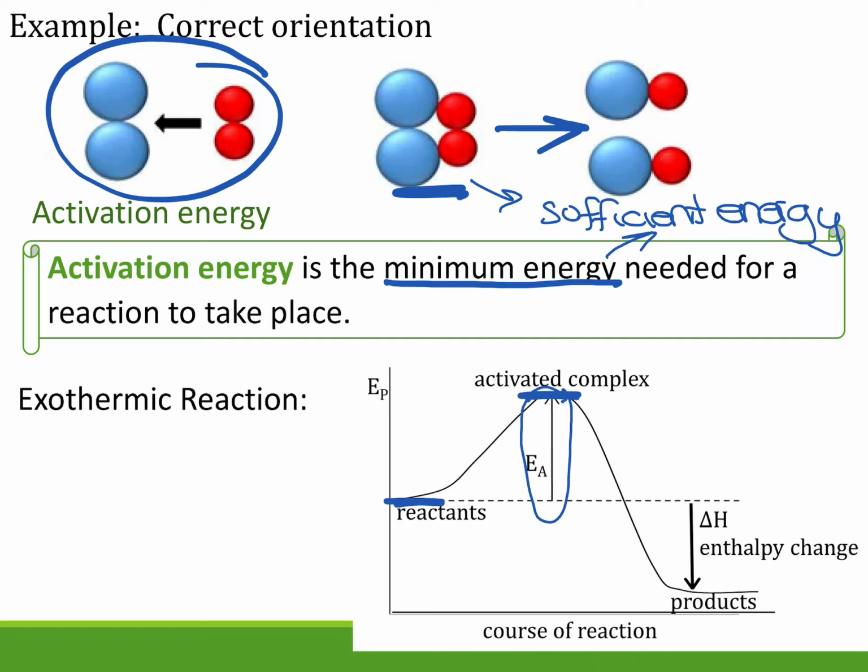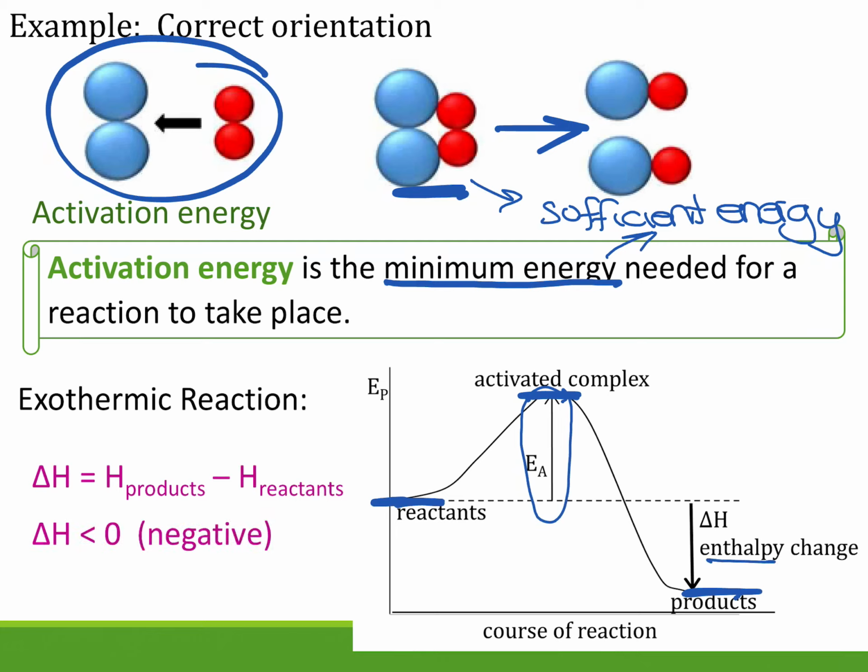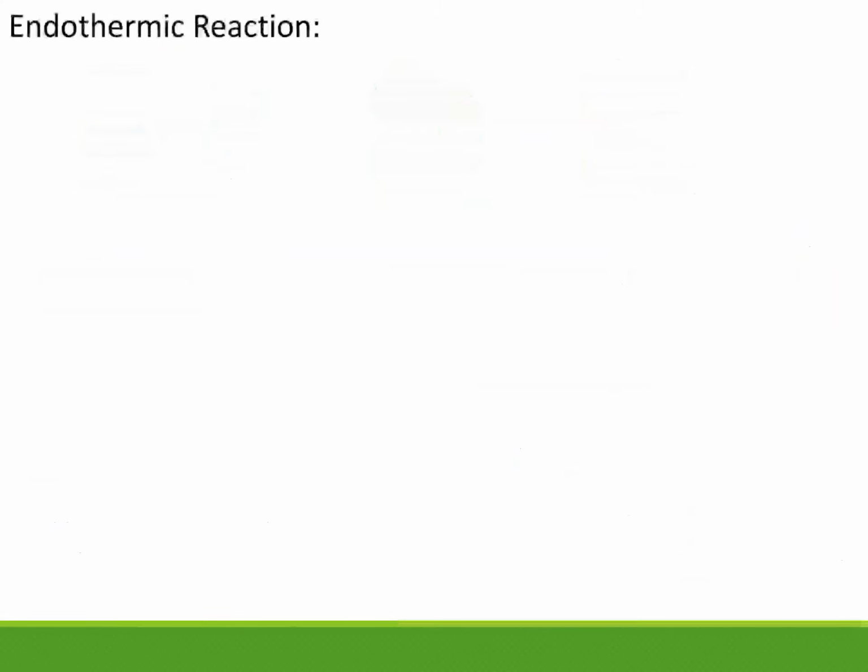We can't do anything with the activated complex, we cannot take it out. The reactants have a certain amount of energy, the products have a certain amount of energy, that is the nature of the reactants. The delta H, my enthalpy change, comes from products minus reactants, which is why it's negative with an exothermic reaction, and the activation energy is set.